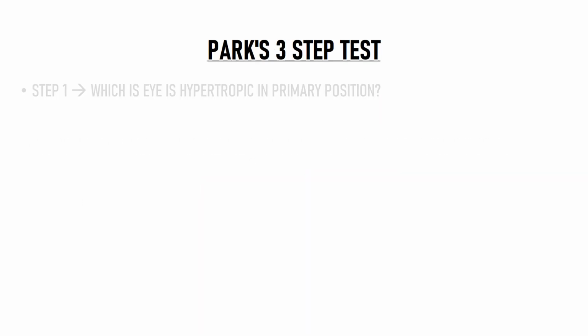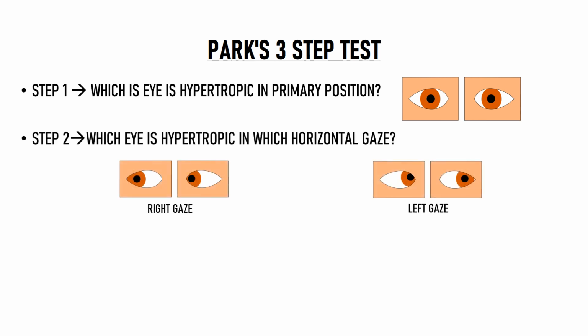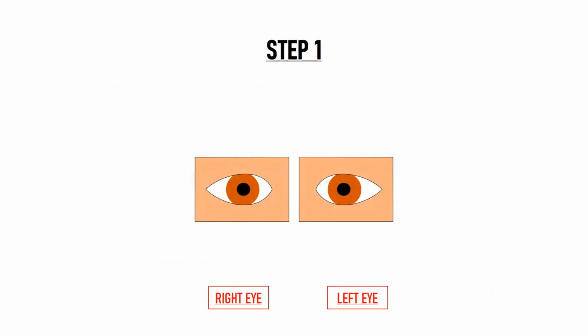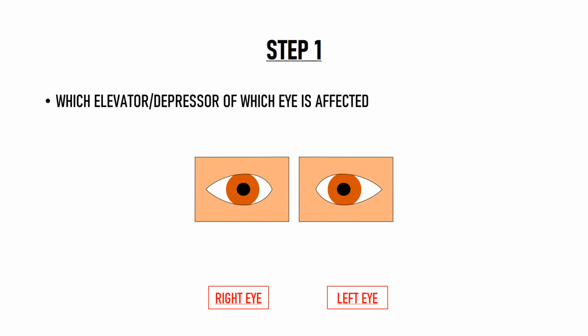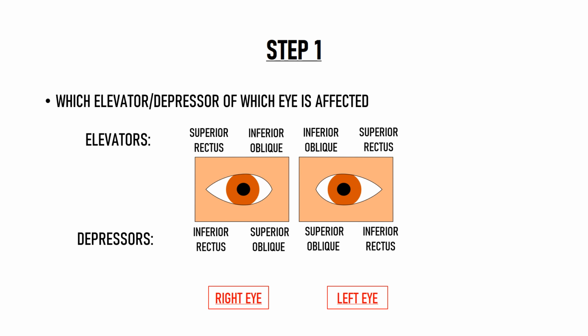So in the first step of Park's 3-step test, we check which eye is hypertropic in primary position, that is in the straight gaze. In the second step, we check which eye is hypertropic in which horizontal gaze, the right gaze or the left gaze. And in the third step, we check which eye is hypertropic in which head tilt, right head tilt or left head tilt. When the eyes are vertically misaligned in the primary position, our aim is to identify which elevator or depressor of which eye is affected, which muscle is not working. The elevators of the eyes are superior rectus and inferior oblique, and the depressors are inferior rectus and superior oblique.